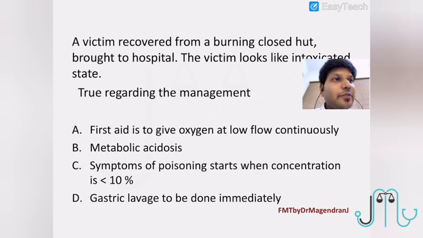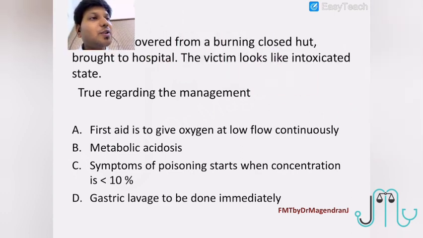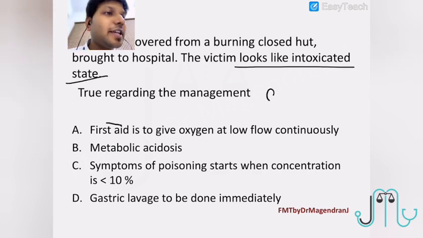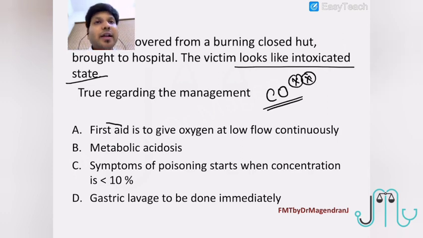A victim recovered from a burning closed hut is brought to the hospital. The patient looks like in an intoxicated state. Which poisoning is it? It is carbon monoxide poisoning, very important to note. A person who is suffering from carbon monoxide intoxication might have an intoxicated-like state. The person might look as if drunk, but it is not basically drunkenness. It is carbon monoxide intoxication. Let us see which is true regarding the management.